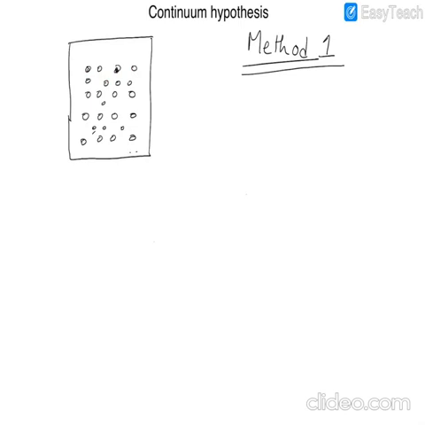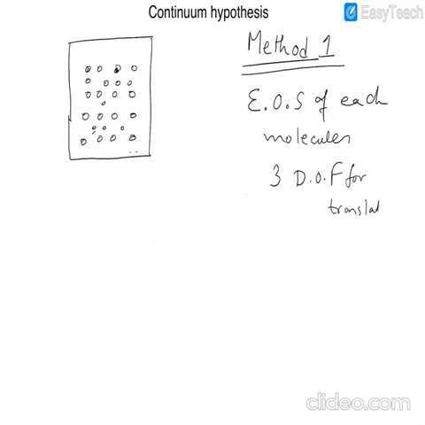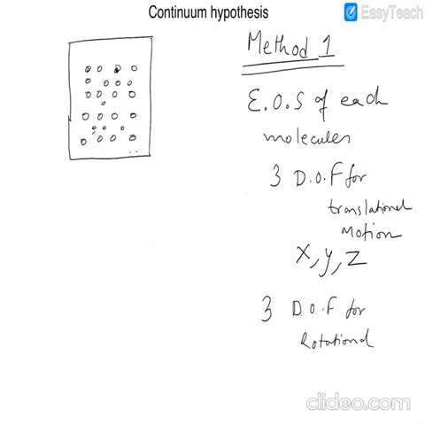So while writing the equation of state of each molecule, you see that there are 3 degrees of freedom for translational motion: in x direction, in y direction, and in z direction, right? Similarly, 3 degrees of freedom for rotational motion. So in total, it is 6 degrees of freedom.